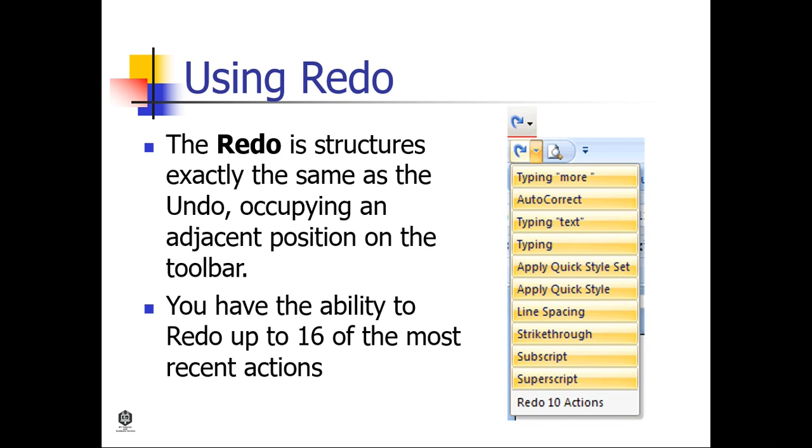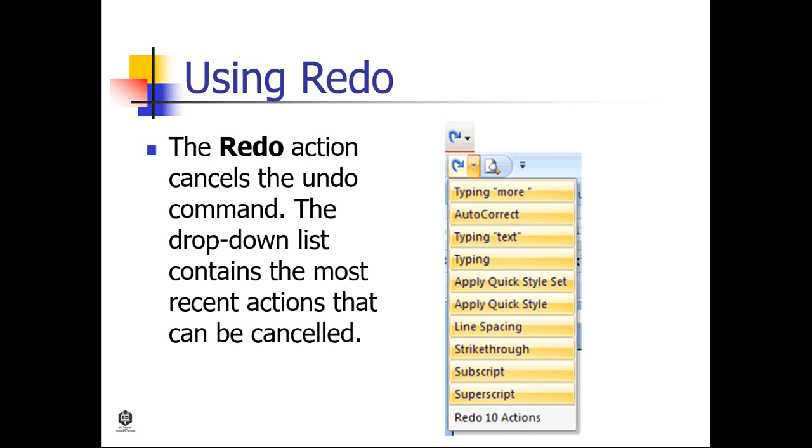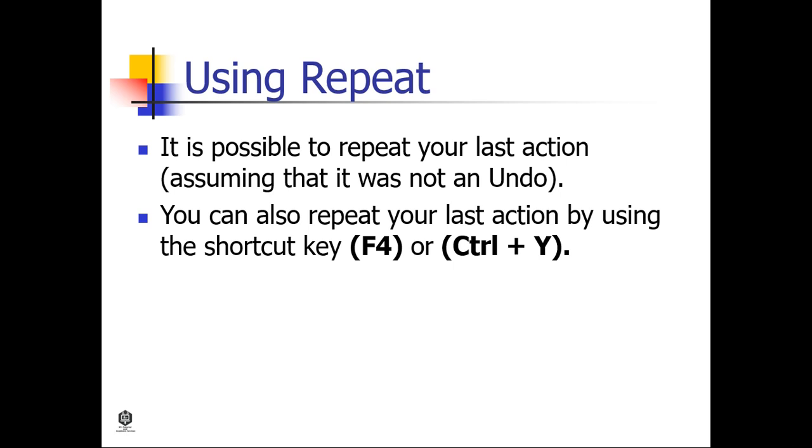The redo is structured exactly the same as the undo, occupying an adjacent position on the toolbar. You have the ability to redo up to 16 of the most recent actions. The redo action cancels the undo command. The drop-down list contains the most recent actions that can be canceled. Next is using repeat. It is possible to repeat your last action, assuming that it was not an undo. You can also repeat your last action by using the shortcut key F4 or Ctrl Y.